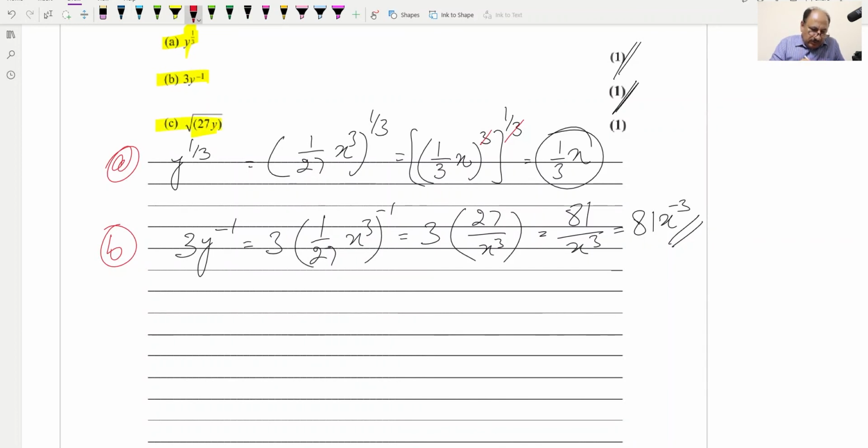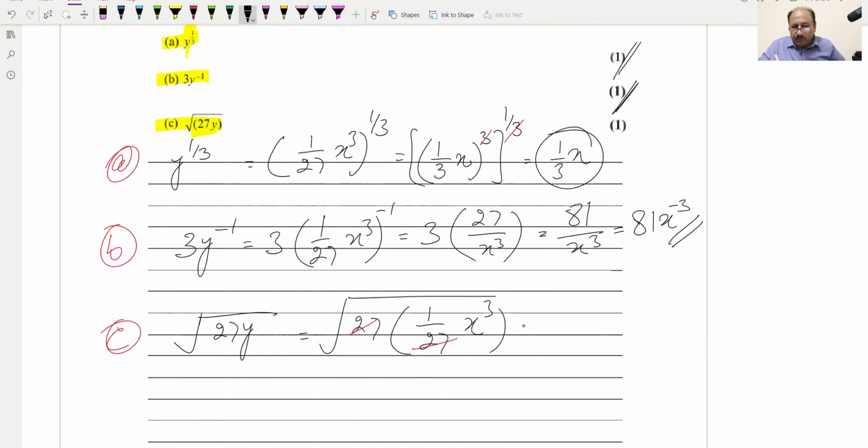And the C part is this one. So for the C part we can write over here the square root of 27y, and this can be written as the square root of 27 into 1 over 27 x cubed. 27 can be cancelled with 27, and the remaining part is the square root of x cubed, which we can write as x raised to 3 by 2. This will be our final answer. 1 mark each part. We are done with this question as well.